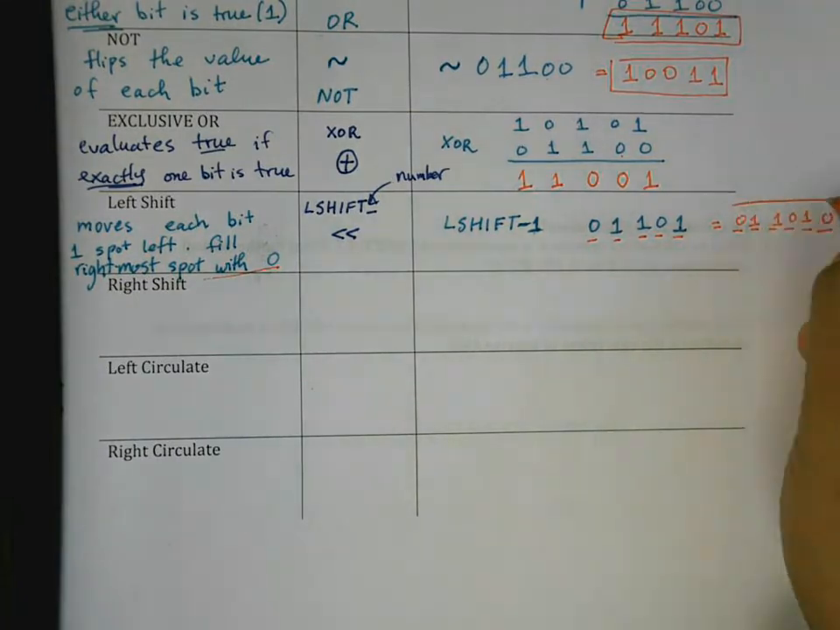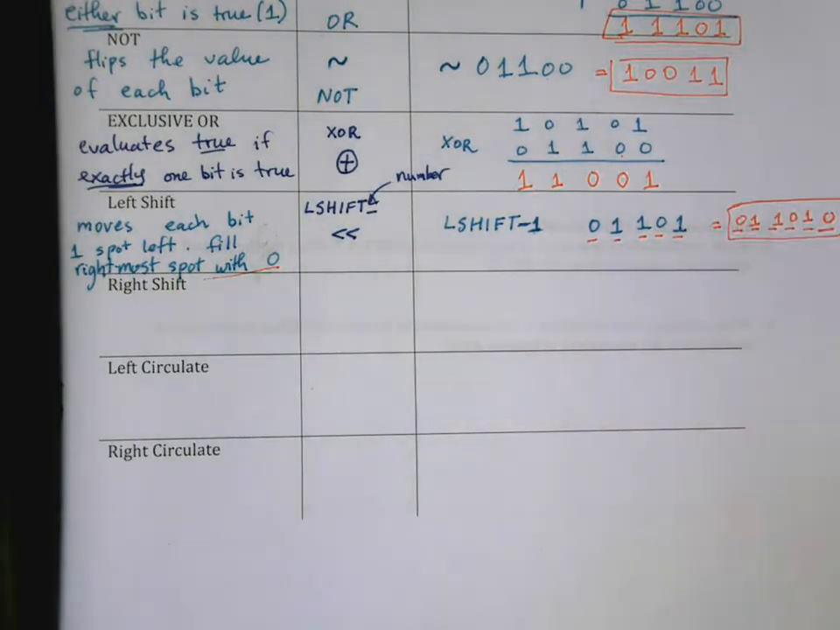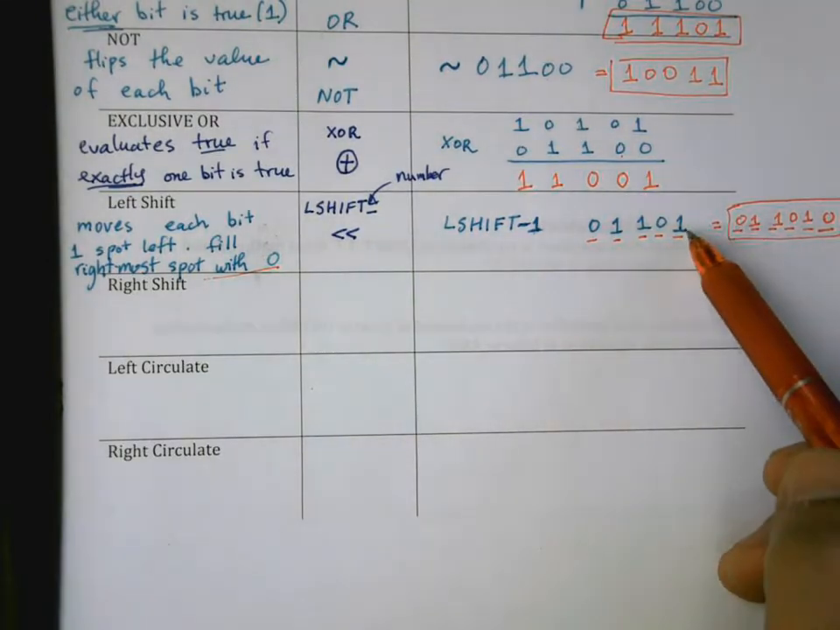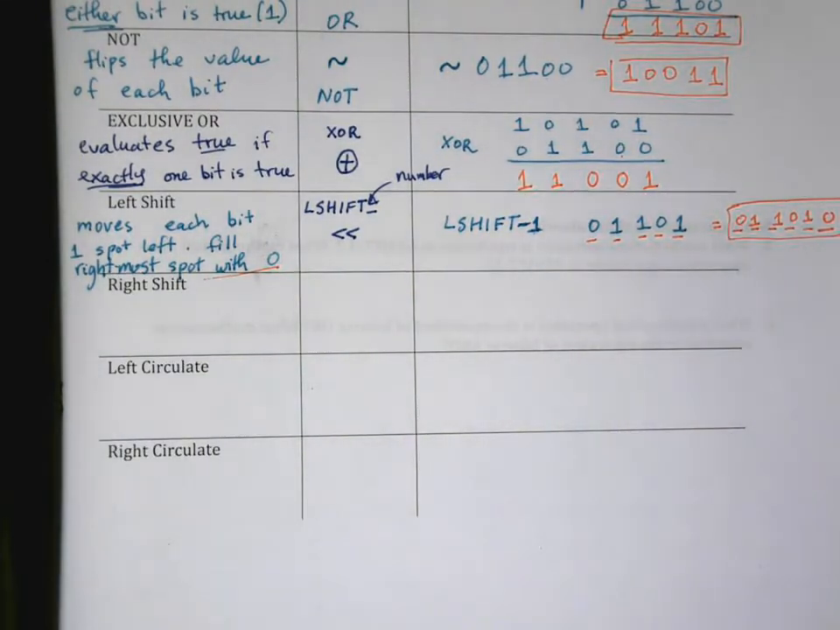It is pretty straightforward. It is that simple: you basically just add a 0 to the end of this. That's essentially what a left shift is saying. If you had left shift 2, you would add 2 zeros to the end of it.